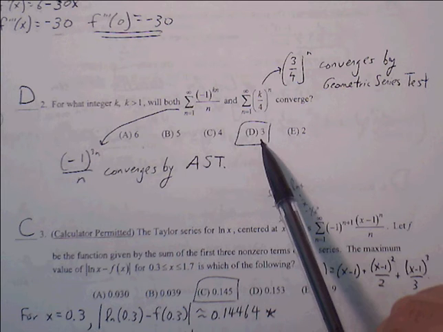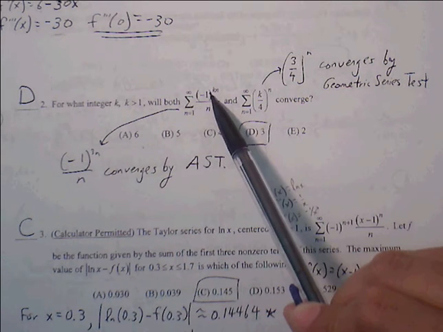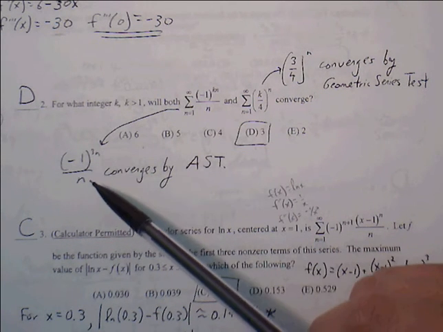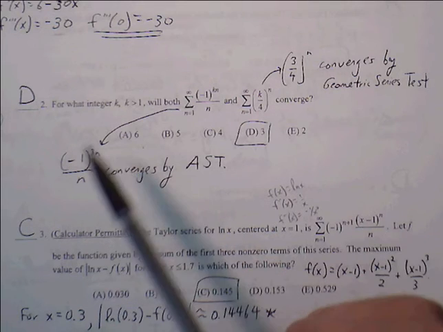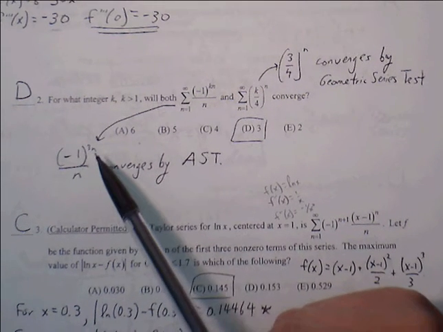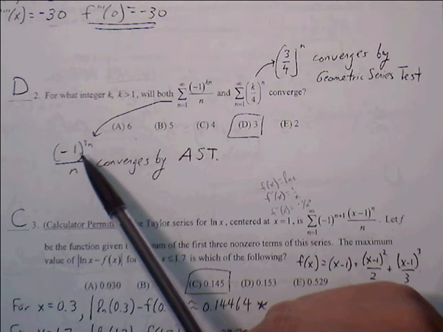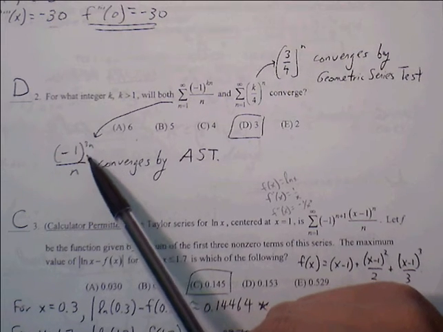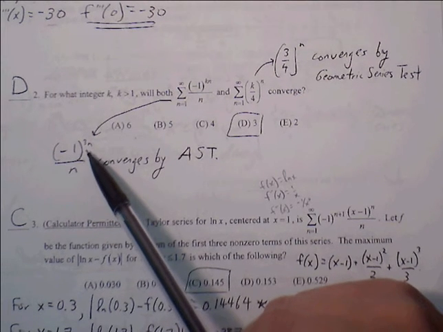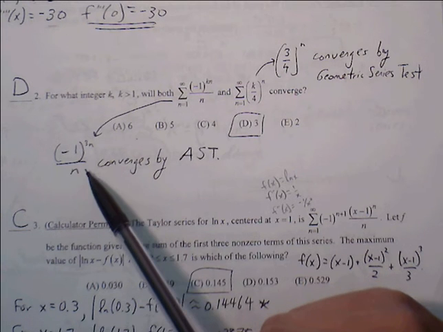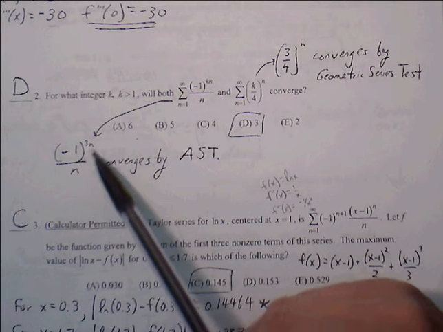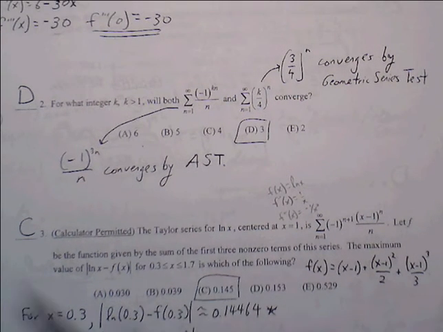But if we plug in 3 for k, then it becomes negative 1 to the 3n over n, and we know that this series will alternate between positive and negative values. So now we have an alternating harmonic series, which we know will converge by the alternating series test. So therefore the answer is 3.